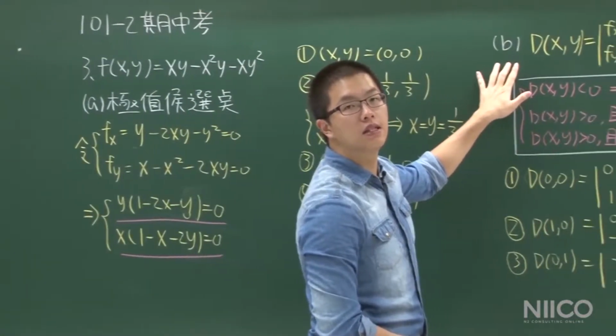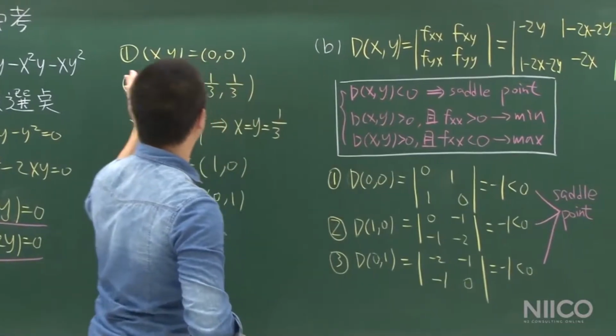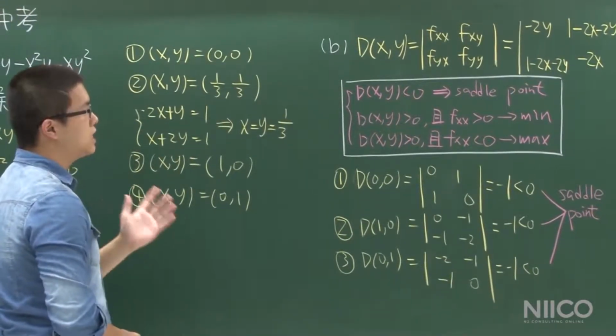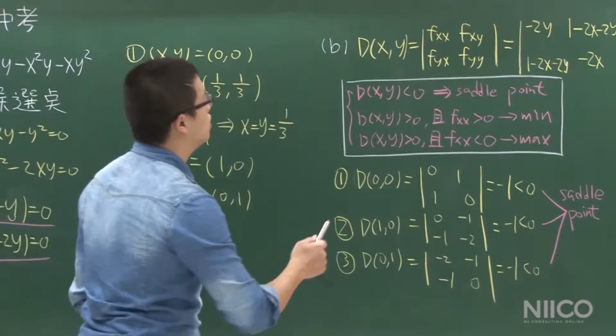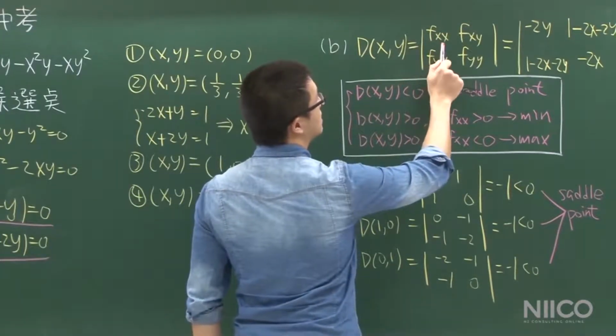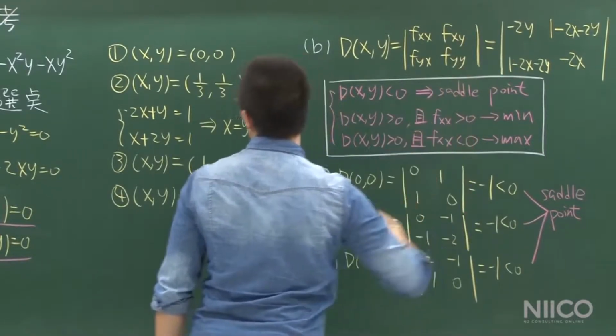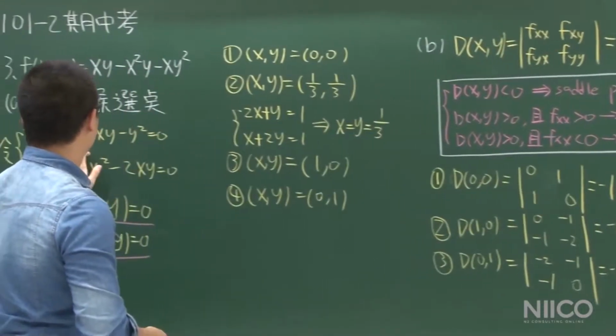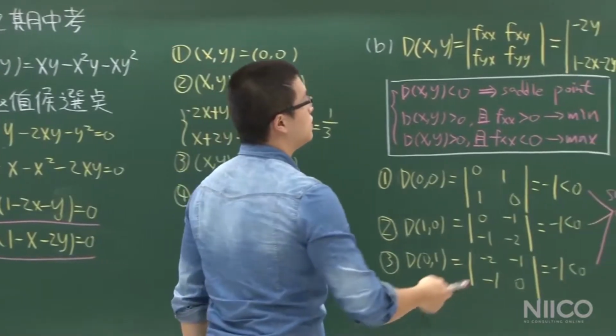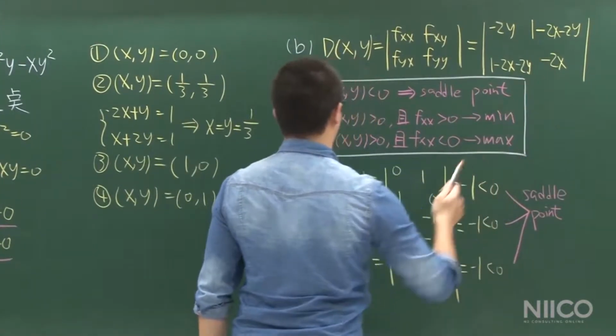Now, in the second subproblem, we're going to differentiate whether these are actually the extreme points or they're just the saddle points. So to do that, we need to use this determinant. This is f double partial x times f double partial y minus the square of f partial x partial y. So if the value of this determinant is smaller than 0, then it is a saddle point.